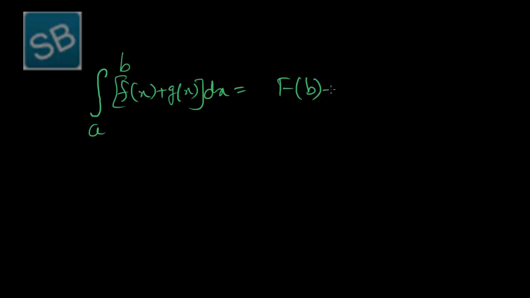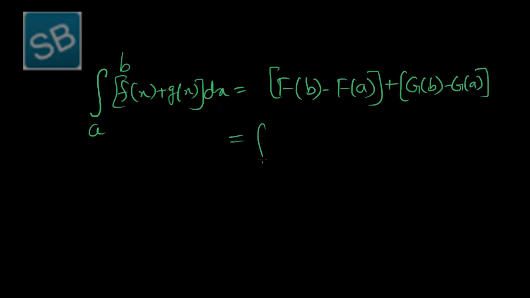That is, the integral from a to b of f of x plus g of x dx is equal to f of b minus f of a plus g of b minus g of a. So we get the integral from a to b of f of x dx plus the integral from a to b of g of x dx.